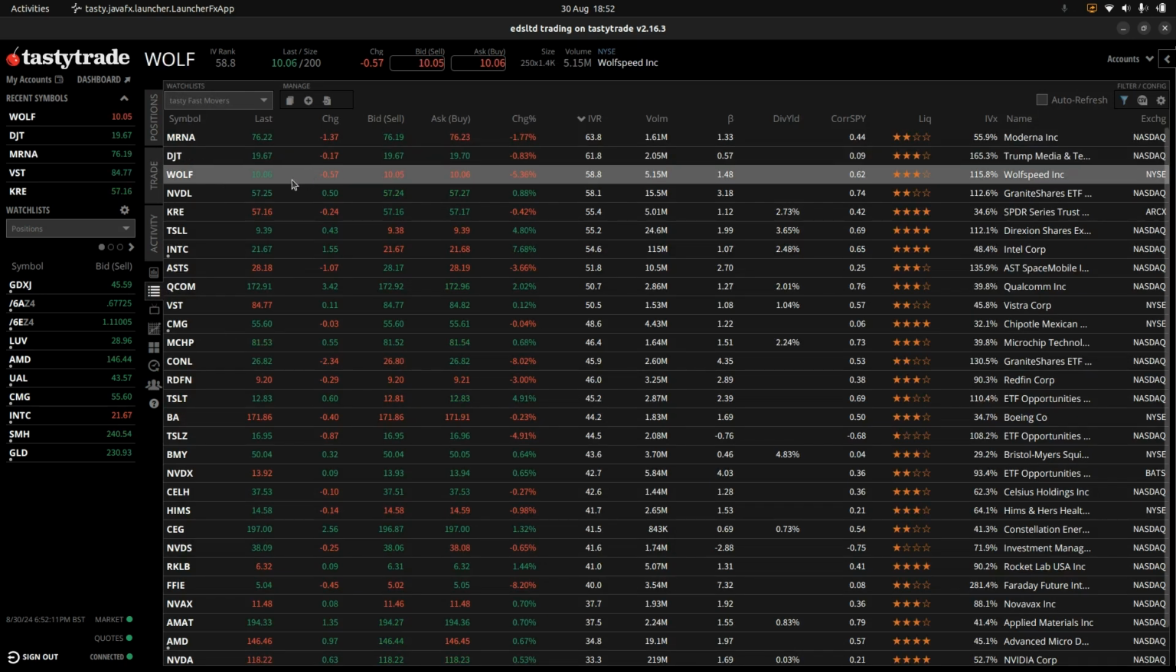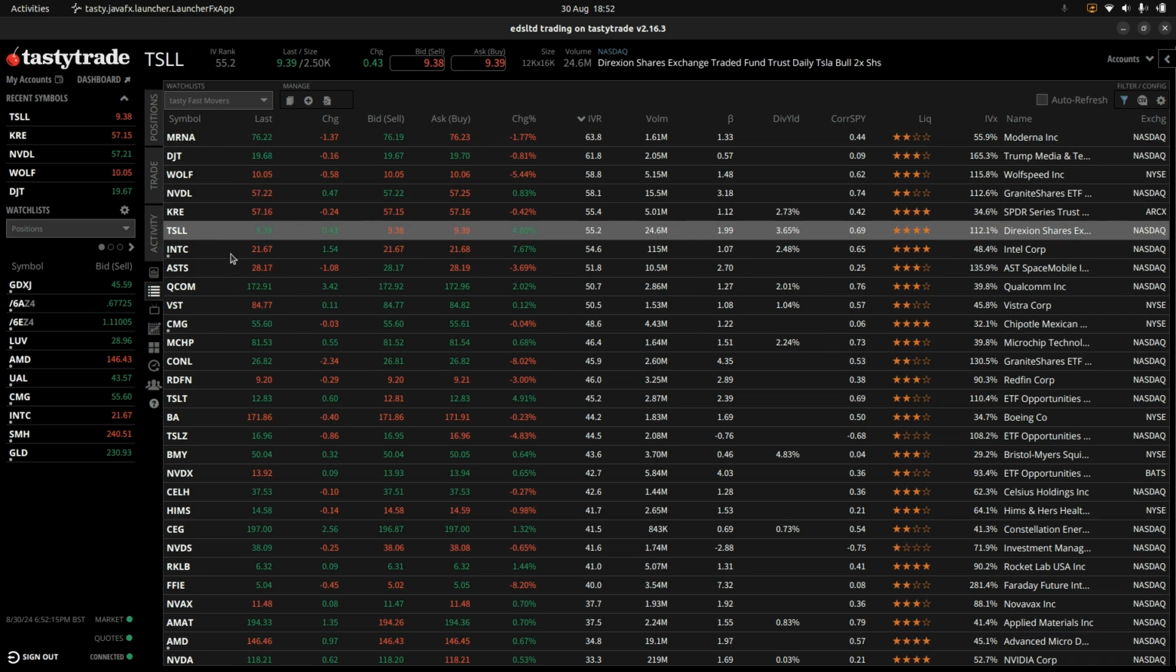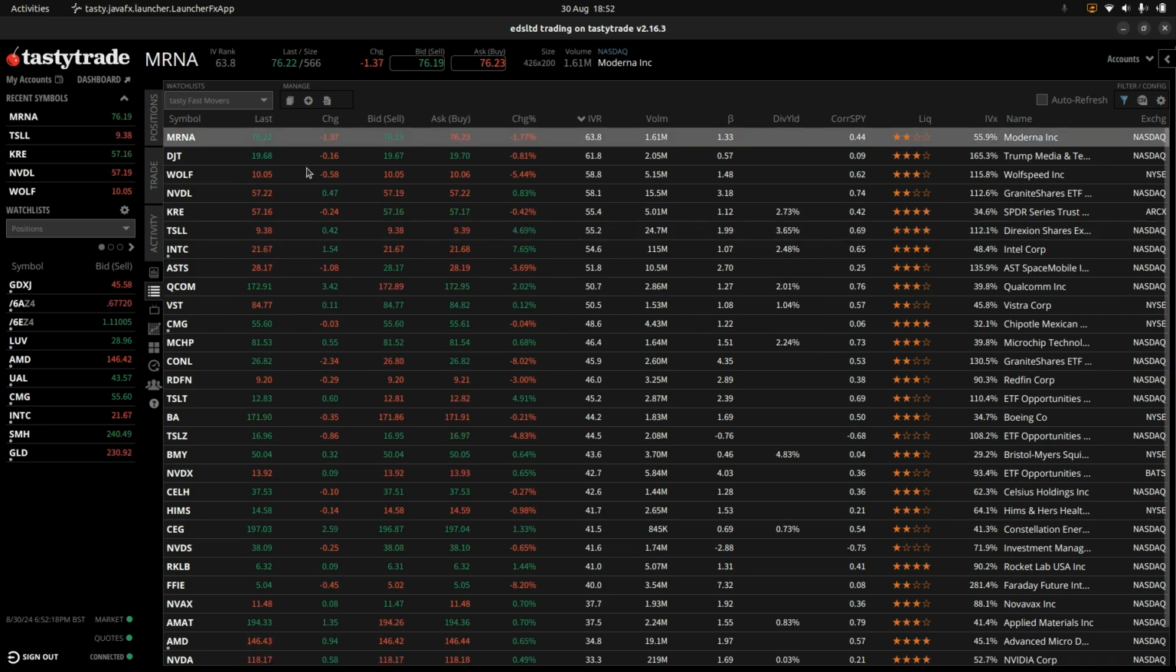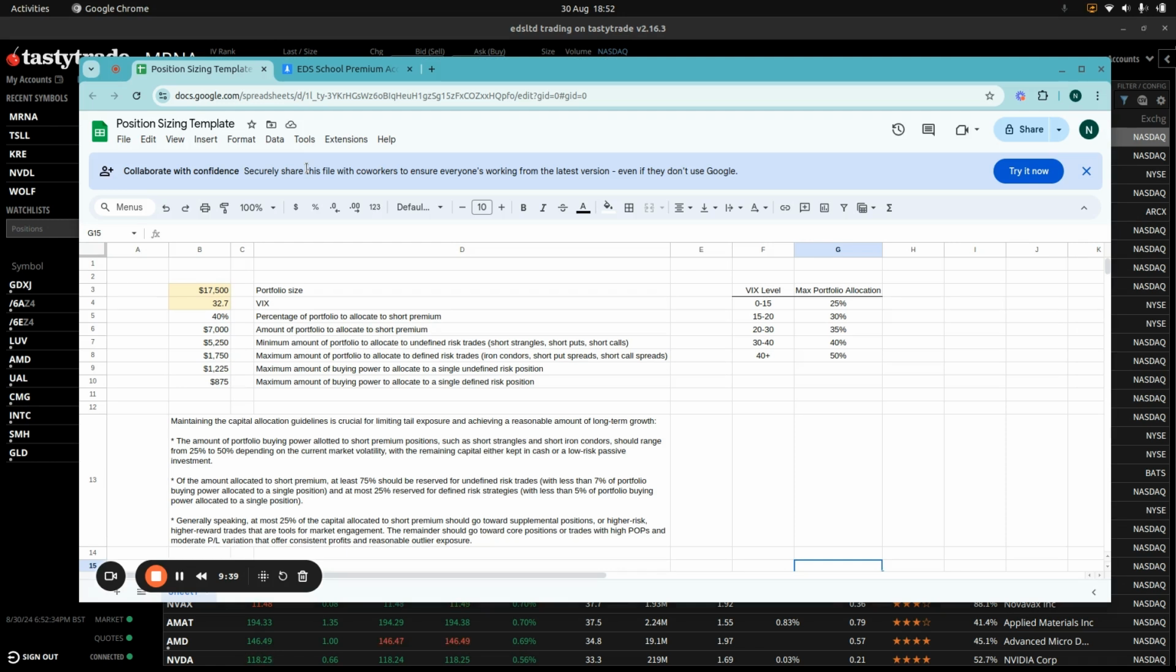So that's basically it. We're just going to go through every single security in the list, and we're simply just going to look for positions that look good, that look juicy. I know you can't quantify how juicy a position looks, but you'll develop this sixth sense for it. One last thing on positions, we do have a position sizing template.